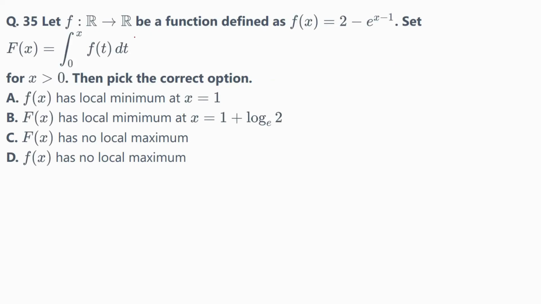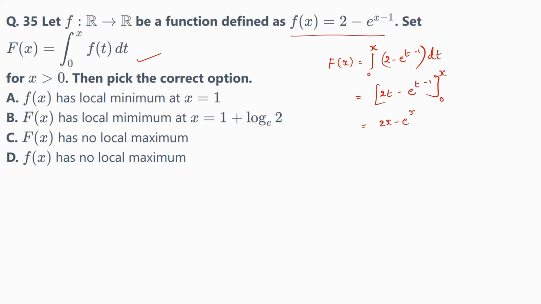So f from R to R be a function defined as f of x is 2 minus e power x minus 1. And we are given that capital F of x is the integral from 0 to x of f of t dt. So what does that mean? F of x is the integral from 0 to x of f of t dt, that is 2 minus e power t minus 1 dt. Integrating, what we will get? 2t minus e power t minus 1, t running from 0 to x.